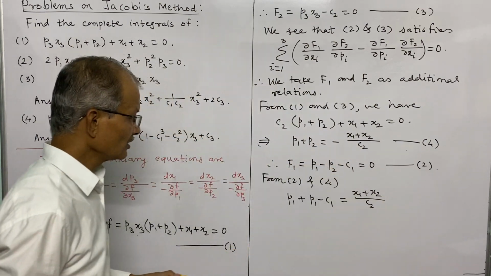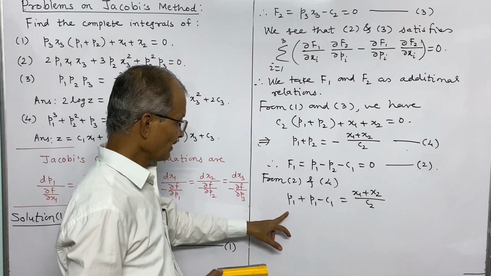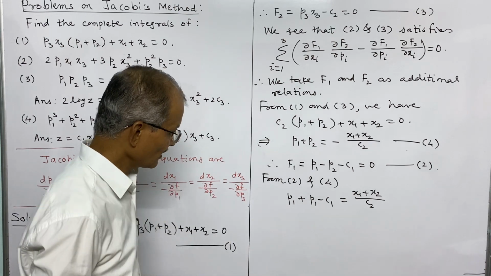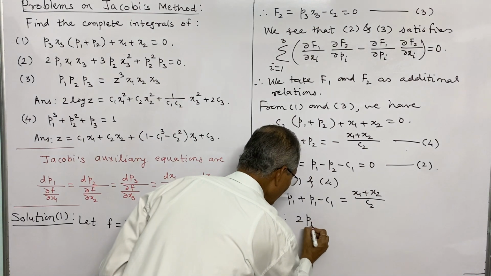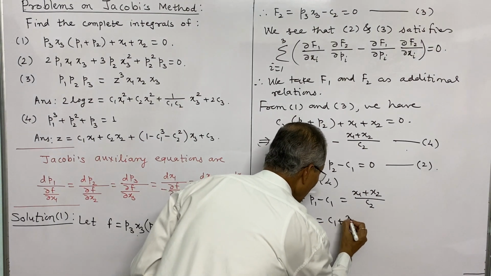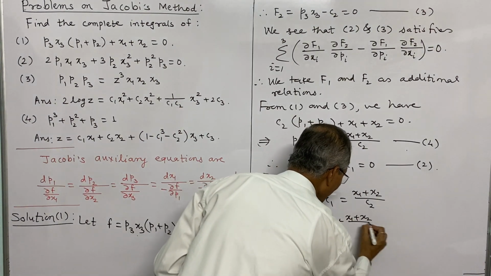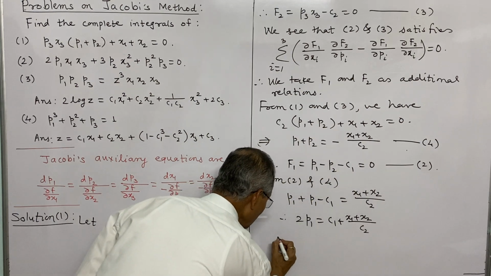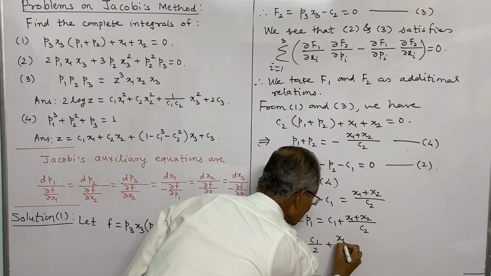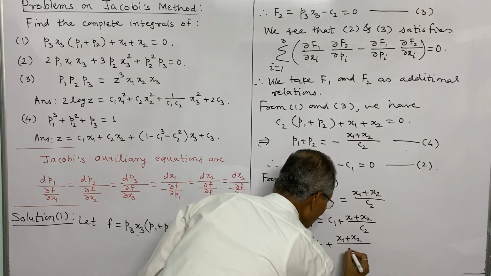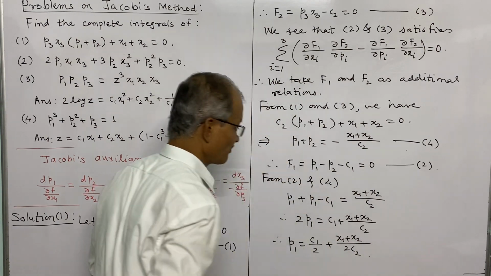Next. This gives the value of P1. So twice P1 is minus C1, etc. And therefore we get 2P1 is equal to C1 plus (x1 plus x2) divided by C2. Or that gives P1 is C1 by 2 plus (x1 plus x2) divided by 2C2. So thus we have obtained P1.